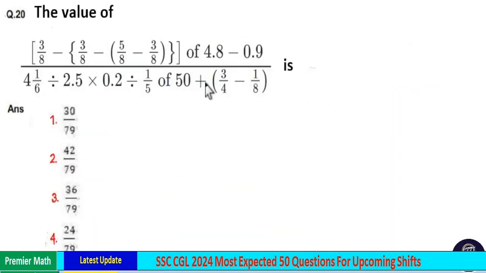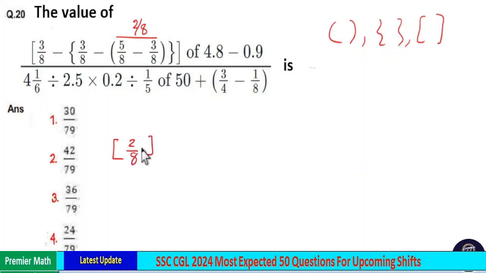Find the value of the following. Here simplify it using the BODMAS rule. Now first solve the bracket, that is the brackets order in the BODMAS rule. So first solve this. 5 by 8 minus 3 by 8 is equal to 2 by 8. 3 by 8 minus 2 by 8 is 1 by 8. 3 by 8 minus 1 by 8 is equal to 2 by 8. So the whole bracket is equal to 2 by 8.